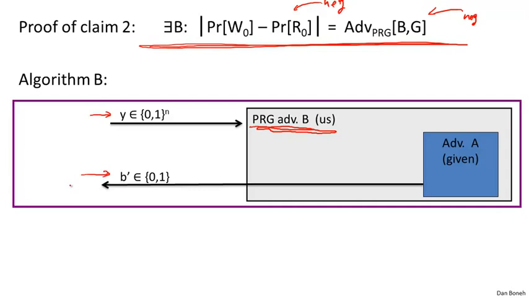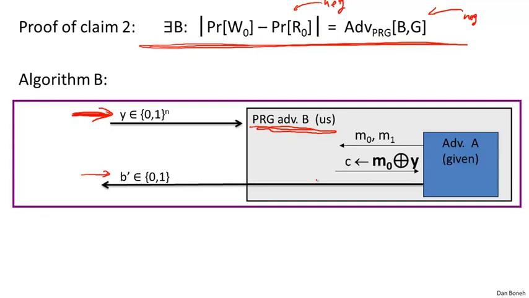So the first thing it's going to do is run adversary A, and adversary A is going to output two messages, M0 and M1. Then B is going to respond with M0 XOR the string that it was given as input. That's the statistical test. And then whatever A outputs, B is going to output as its output.